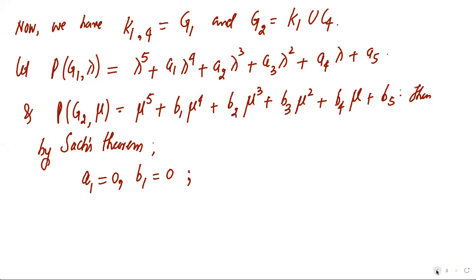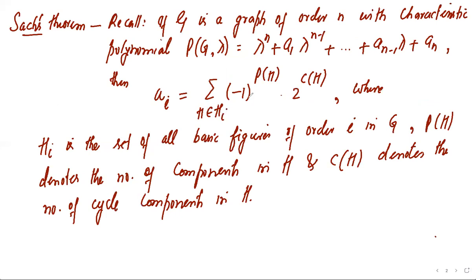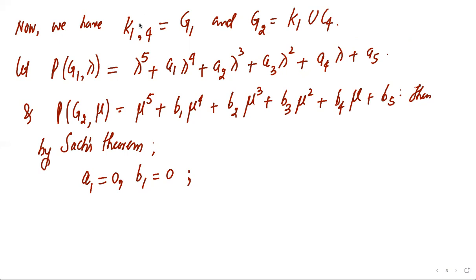Now A2 is again the summation over H contained in H2 of (-1)^p(H). So let's write it again here. A2 will be equal to the summation over H belonging to H2 of (-1)^p(H) times 2^c(H). Now here we have to choose H as a component in H2, where H2 is the set of all basic figures of order 2. So H2 will contain the edges of G1, because A2 is being computed from G1, so H2 will consist of all the edges of G1. So the summation will run over the edges of G1.